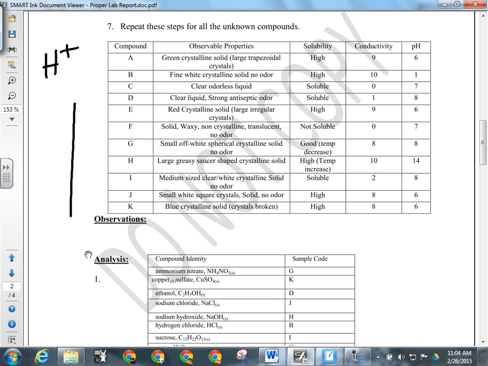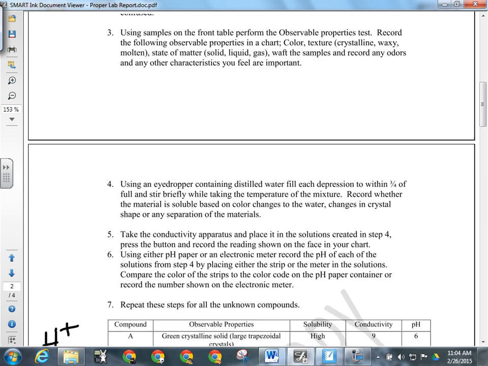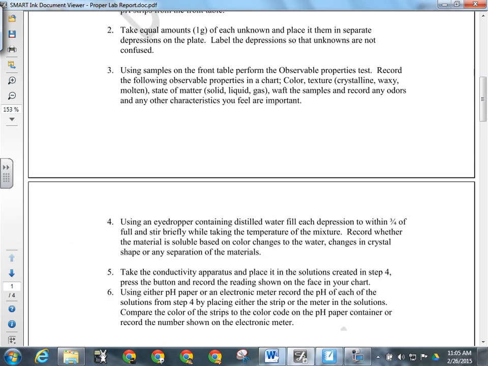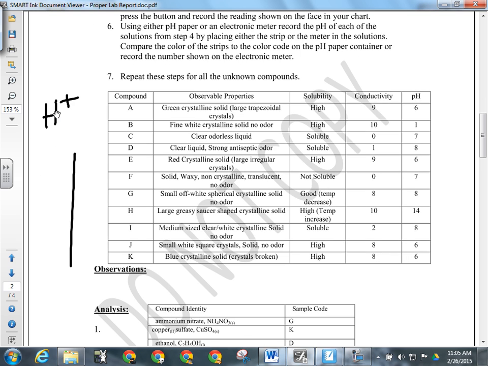For C, clear odorless liquid. All right, it's a liquid, so it's not what? It's not ionic. All right, so that essentially eliminates like 3/4 of the unknowns. I only have 2 liquids on here, okay? I've got water, H2O liquid, and I've got ethanol, C2H5OH liquid. So it's clear, it's odorless. Let's see what else it says. Clear odorless liquid with a conductivity of 0 and a pH of 7. Sounds like water. Yeah. Okay. I would say pretty good chance anyway.